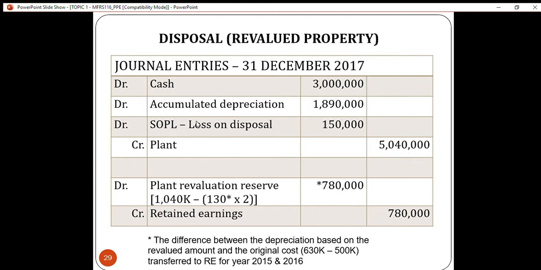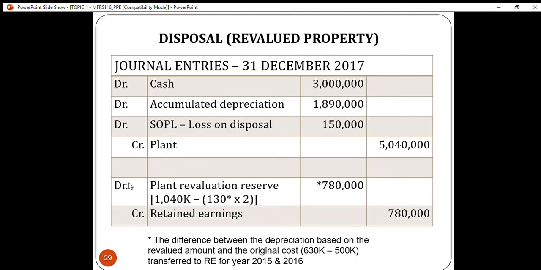Debit SOPOL, loss on disposal, 150,000. This is the amount that we calculated just now. And credit plant 5 million and 40,000. This is to write off the plant.